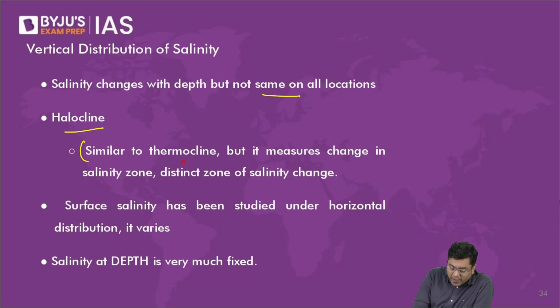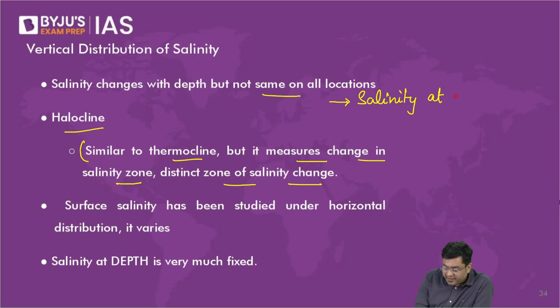So halocline is very similar to thermocline, but it measures the change in salinity, a distinct zone of salinity change that is experienced. So here, basically, the salinity at the bottom is consistent.